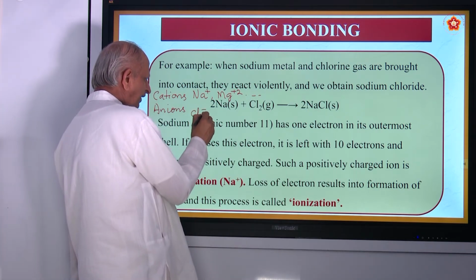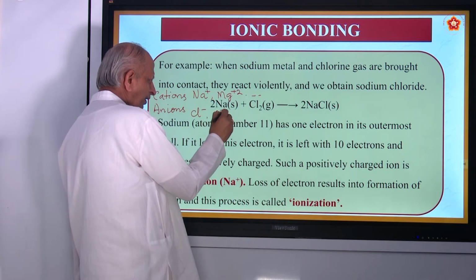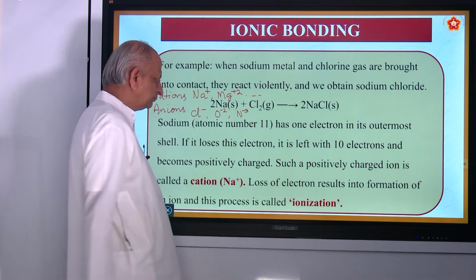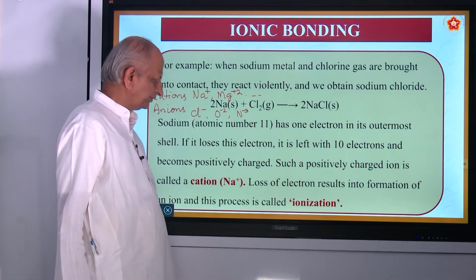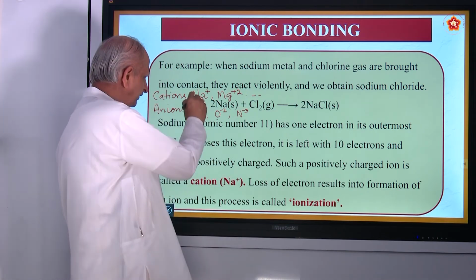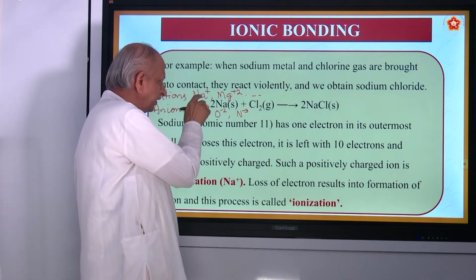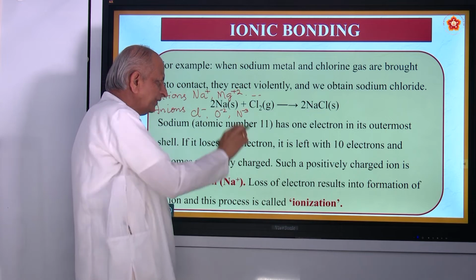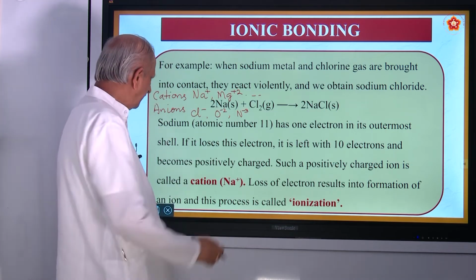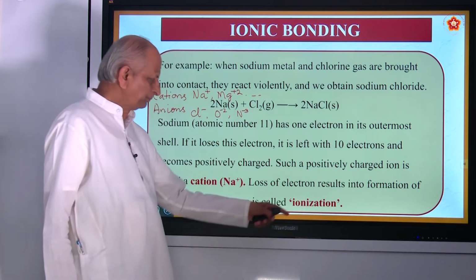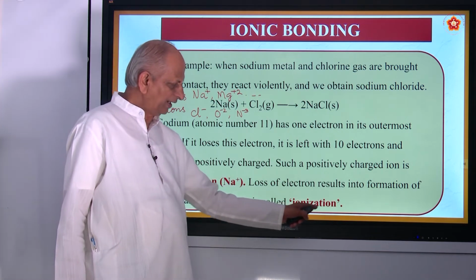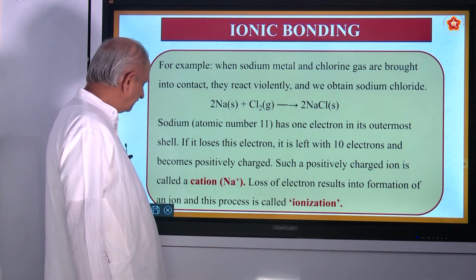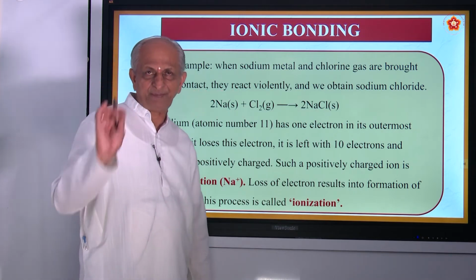And elements like chlorine, oxygen, nitrogen, etc., are called anions. In a reaction, metals lose electrons, and the electrons lost by them are attracted by anions, and this process is called ionization. Okay, what are ions? Ions are nothing but charged particles.